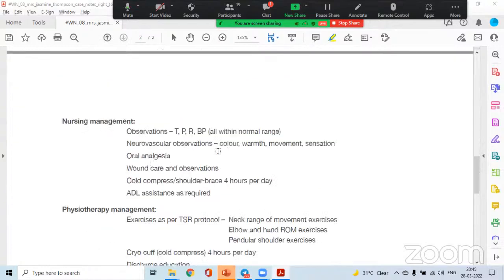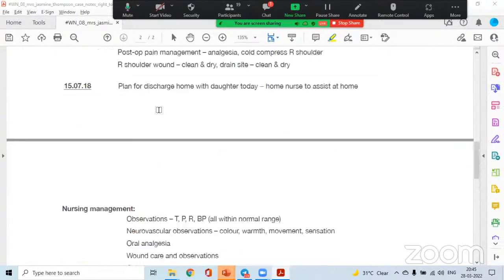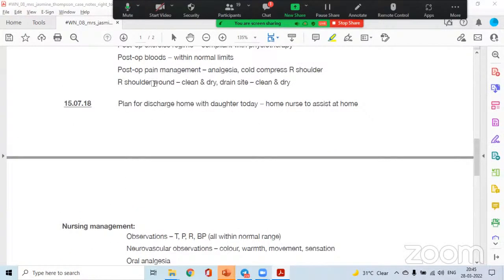Nursing management, physiotherapy management. Wound care and observation. We don't want wound care and observation. We want wound site. How is the site? Right shoulder wound. It is clean and dry. So this is very important.